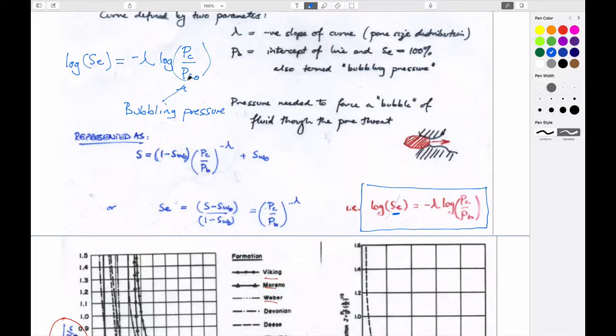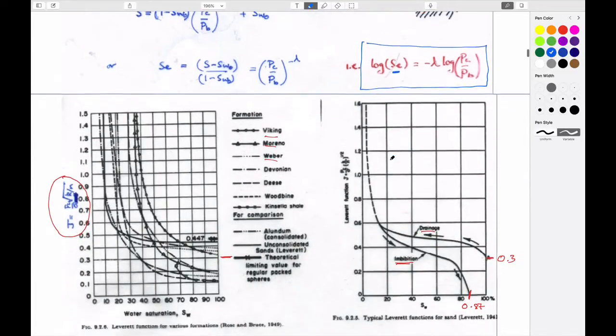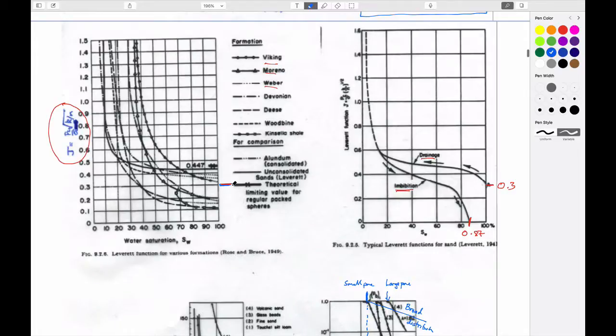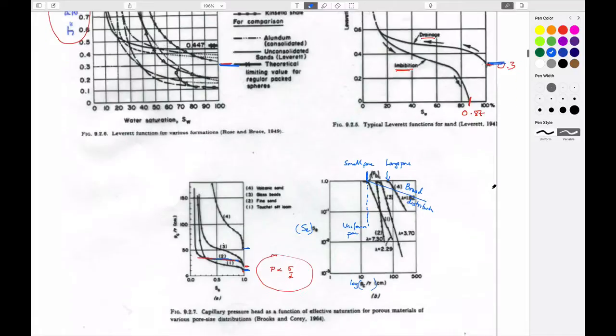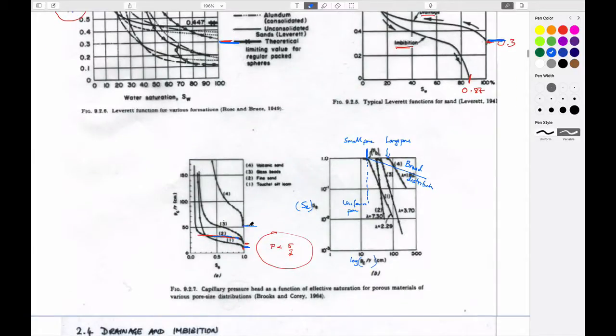And it is so-called bubbling pressure because this is the pressure you have to apply to push a bubble of this invading fluid into the largest pore throat that you can find. And so physically what it represents is this point here, which is the same as this point here, which is the same as this point here, which is the same as this point here. So that's the commonality between them.